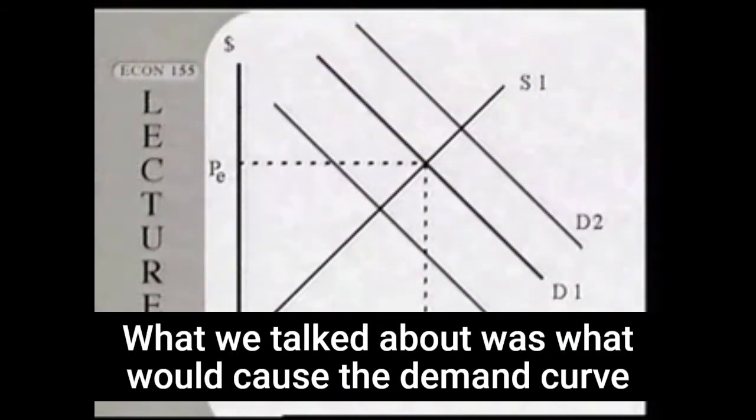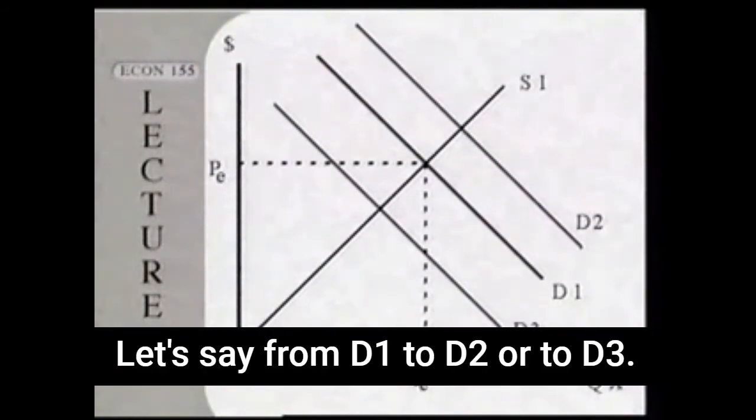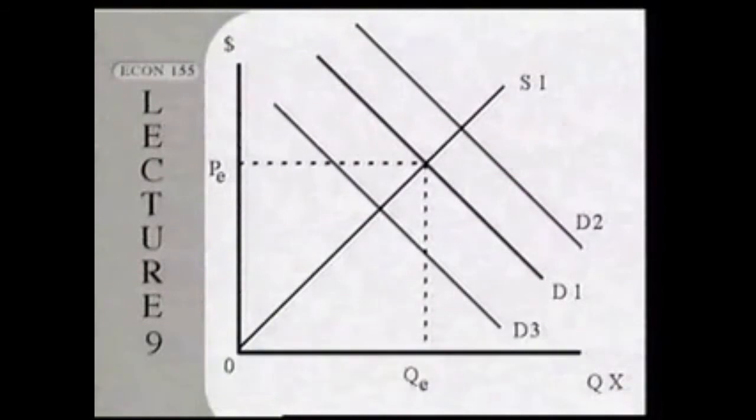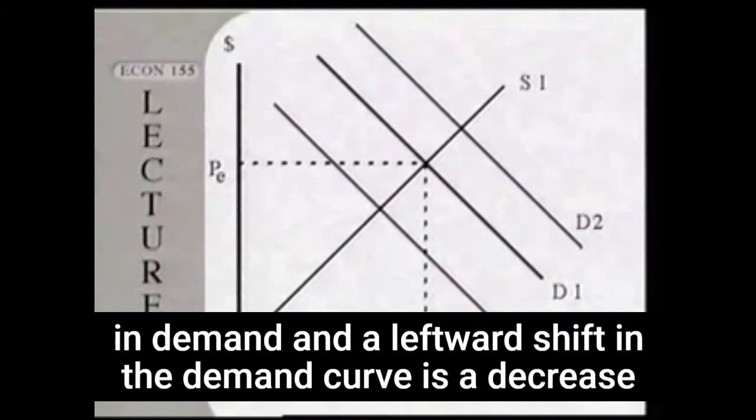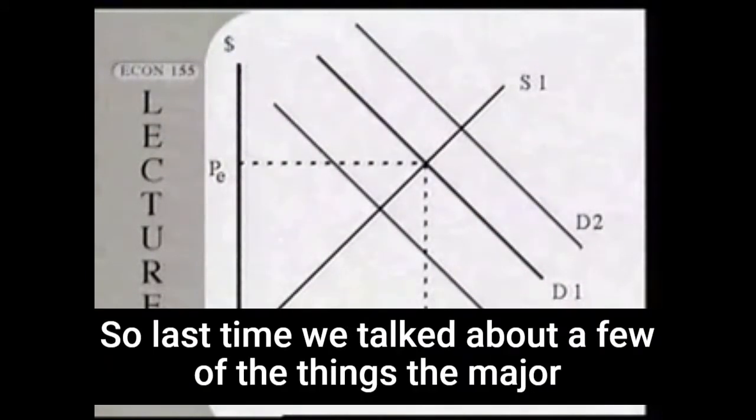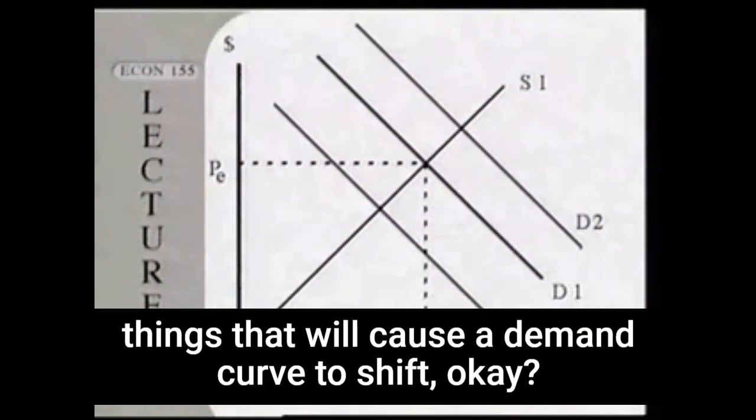Last time what we talked about was what would cause the demand curve to shift, let's say from D1 to D2 or to D3. If you remember, a rightward shift in demand is an increase in demand, and a leftward shift in the demand curve is a decrease in demand. So last time we talked about a few of the major things that will cause the demand curve to shift. Okay?